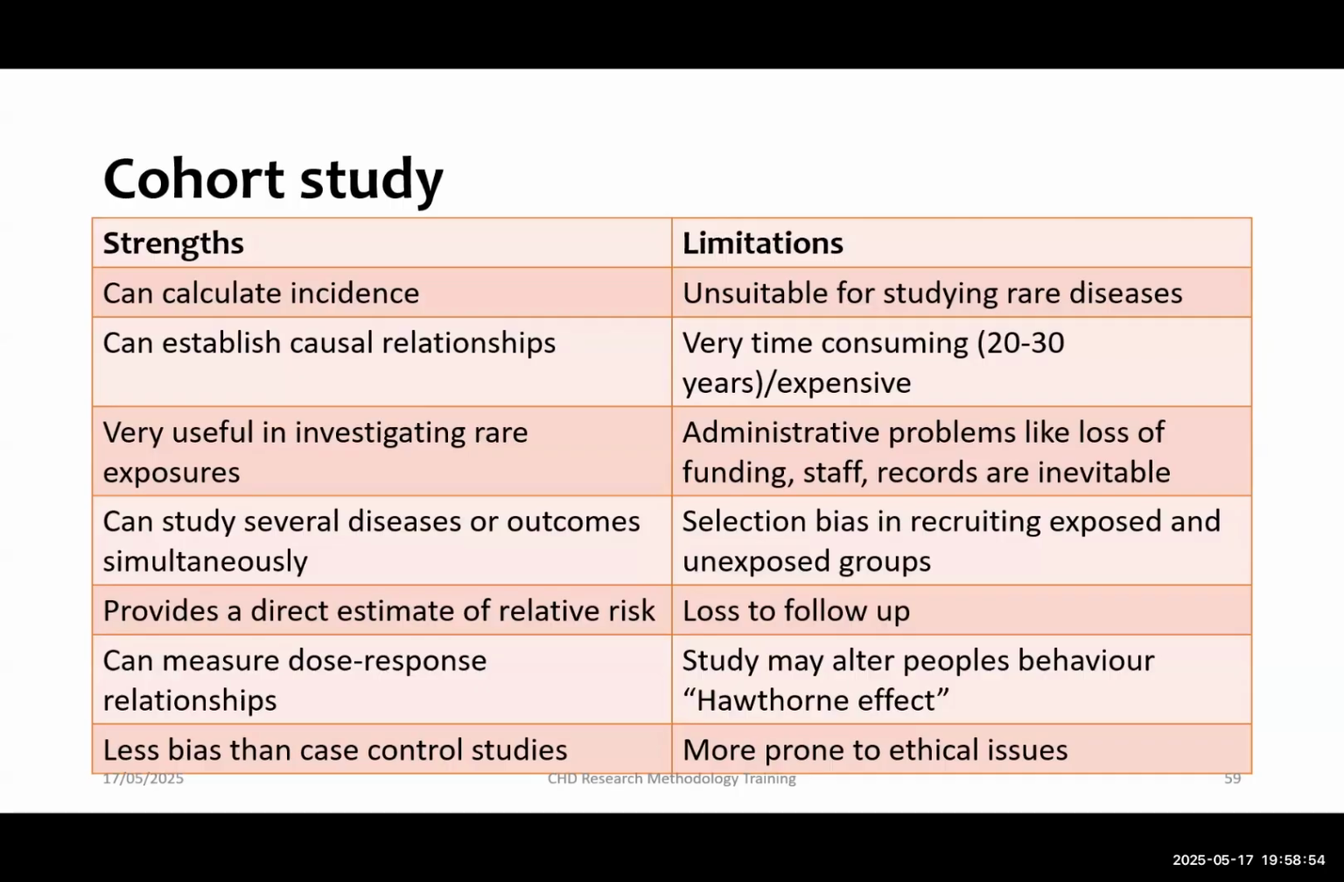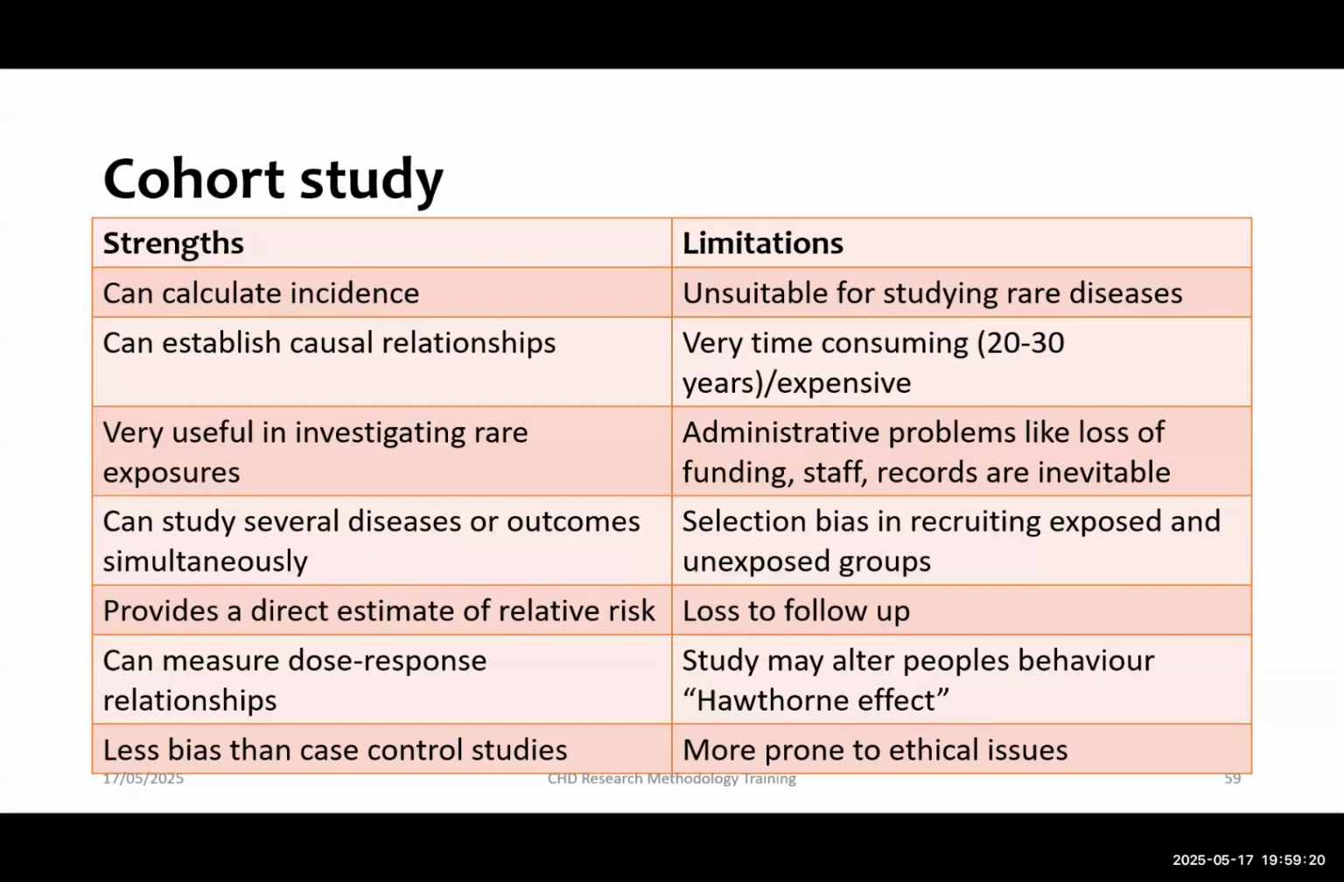And if you're doing a retrospective cohort study, if you don't have a complete data set, it's difficult, because you need to get information from the records that may not be available. You can also have things like selection bias if you don't recruit properly, when those in the exposed group are significantly different from those in the control group.